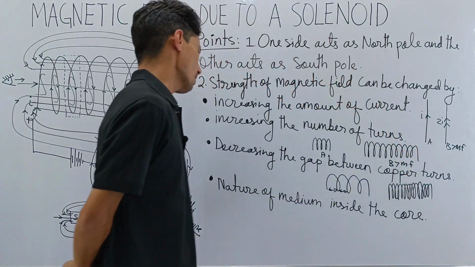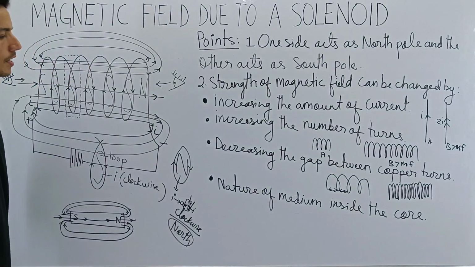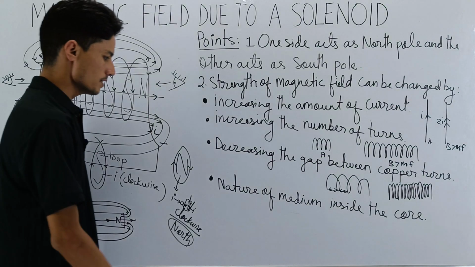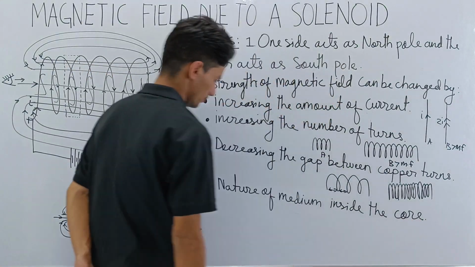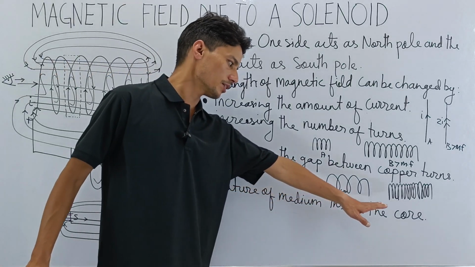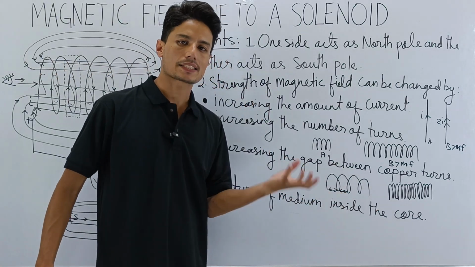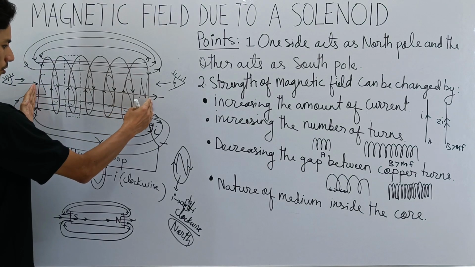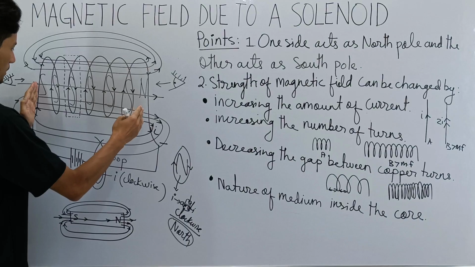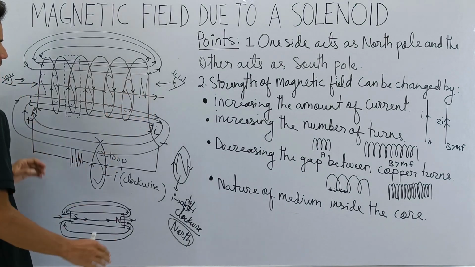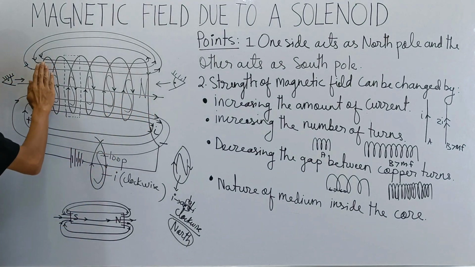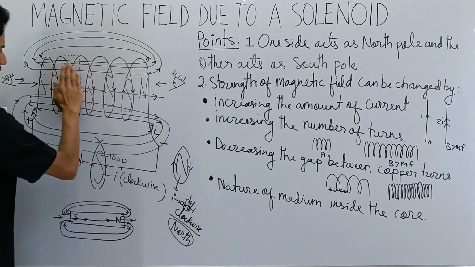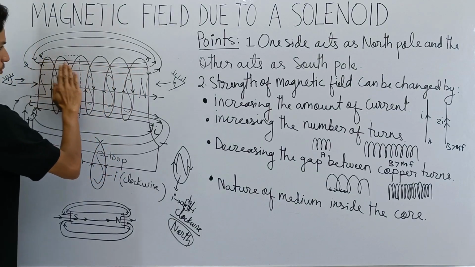So, nature of medium inside the core. What does this mean? It means what makes up the core. Let's come back to the solenoid here. The core is this part. My dear students, the core is from this to this part. This area where my hand is moving is the core.